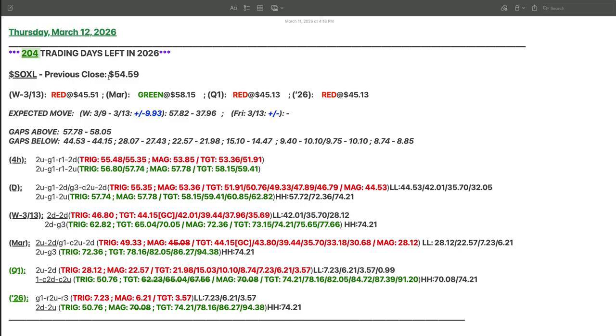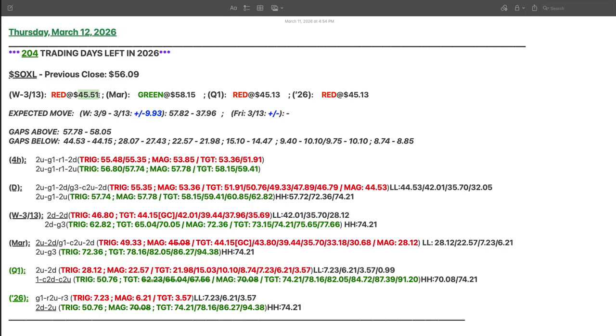There will be 204 trading days left in 2026. And the close price on Thursday, actually, I did not write the close price, 56.09. 56.09 was the close price on Wednesday, March 11th. We know that the week is green. It goes red at 45.51, so not a real threat of that happening at this particular time.